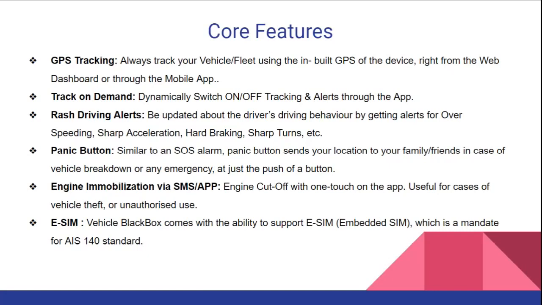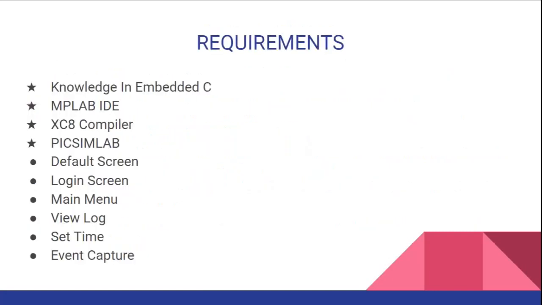Engine immobilization via SMS or app. This is the engine cutoff with one touch on the app, which is useful for cases of vehicle theft or unauthorized use. At the last, eSIM, that is the embedded SIM. Vehicle black box comes with the ability to support eSIM, which is mandatory for the AIS 140 standard.